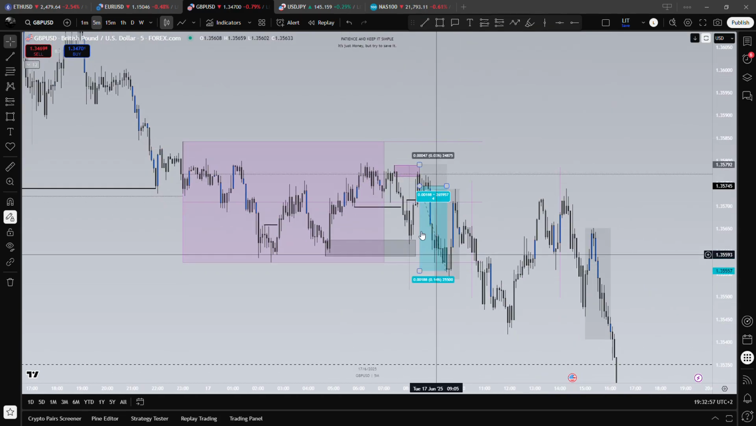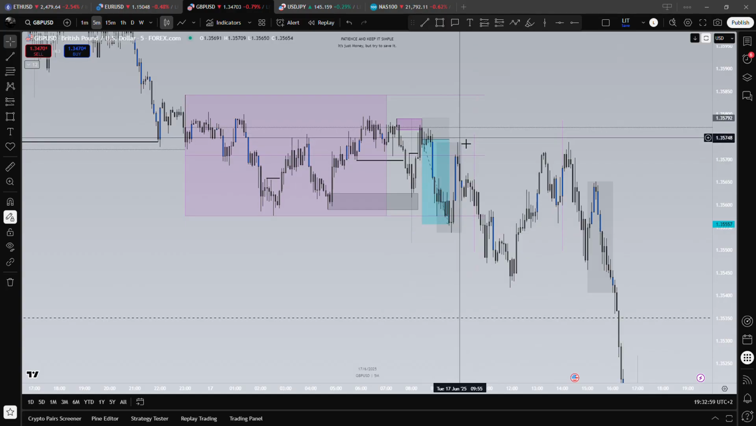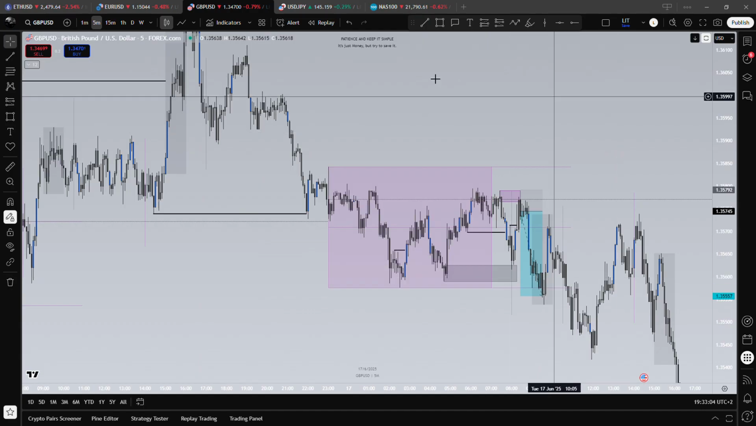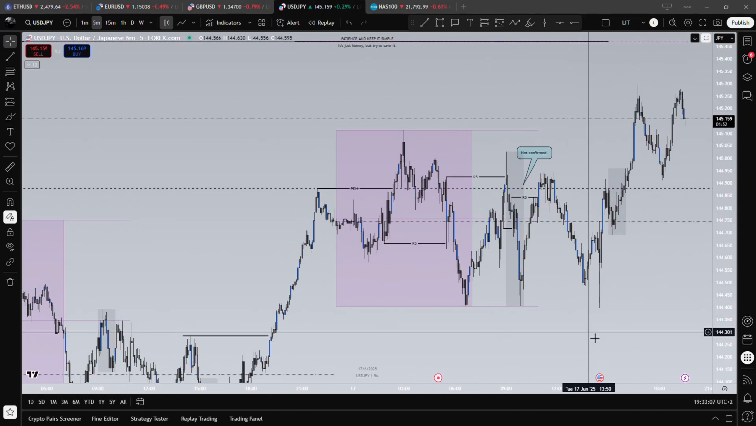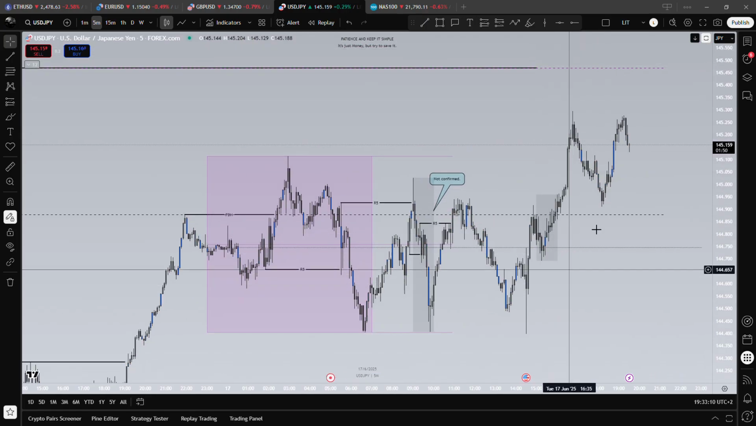I wasn't focused here, I think, and it's not something I would have traded, I think, as the price action was confusing, so I don't want to look for trades that I'm not sure about.